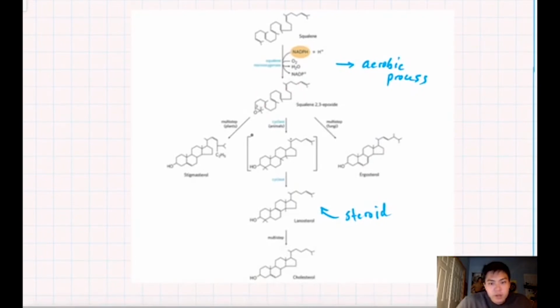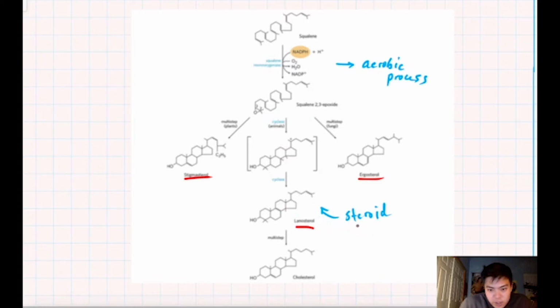From here, this guy's going to branch off depending on what species you are. So fungi use it to make this, and then plants make it to use this. But for us, we use cyclase, and we're going to create this group right here. And this group is going to turn into lanosterol. So cyclase, and then we make lanosterol, and it's going to cyclize in this step right here.